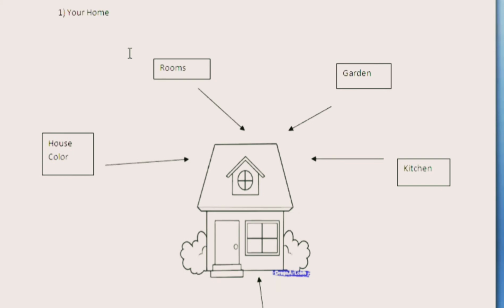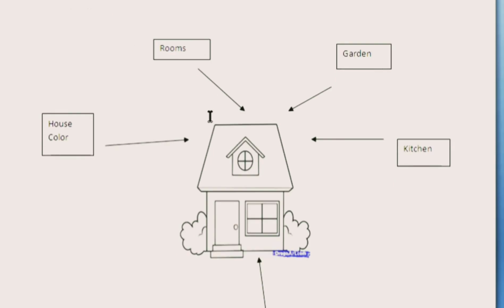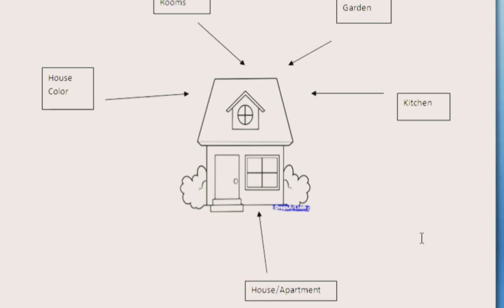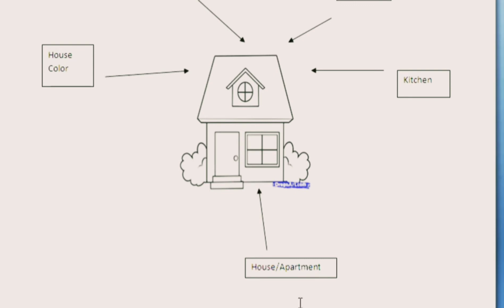Now, first of all, in this exercise, you can see that there is a picture of a house in between. Sorry, this is the picture of the house. And with it, you can see there are multiple arrows with boxes at the end. Now, what basically you have to do is use the words in the boxes to make sentences.